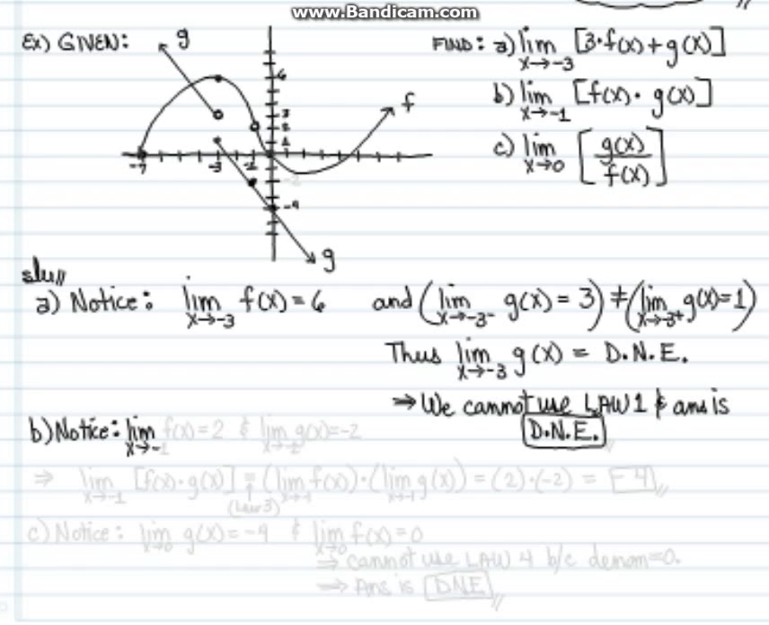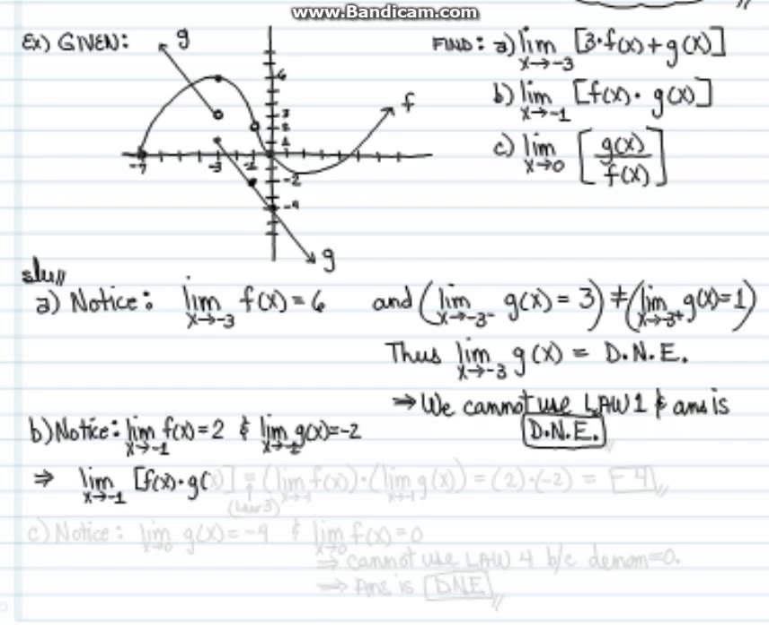For part B, they want us to find the limit of a product. First, notice that the limit as x approaches -1 of f of x, look at the graph, the y partner is getting close to 2. And that's just in general. We're not even looking at left or right. And similarly, for the limit as x approaches -1 of g of x, the straight line with the jump in it, that equals -2.